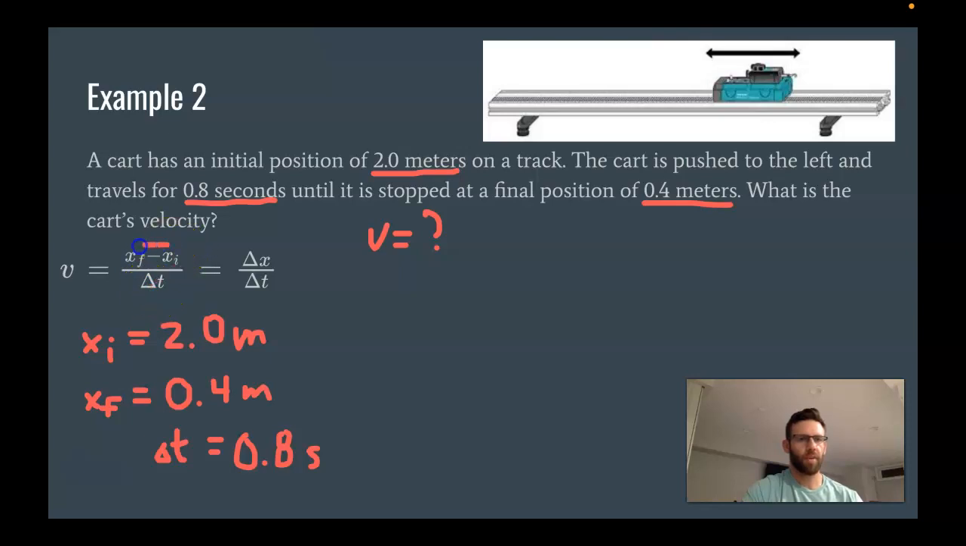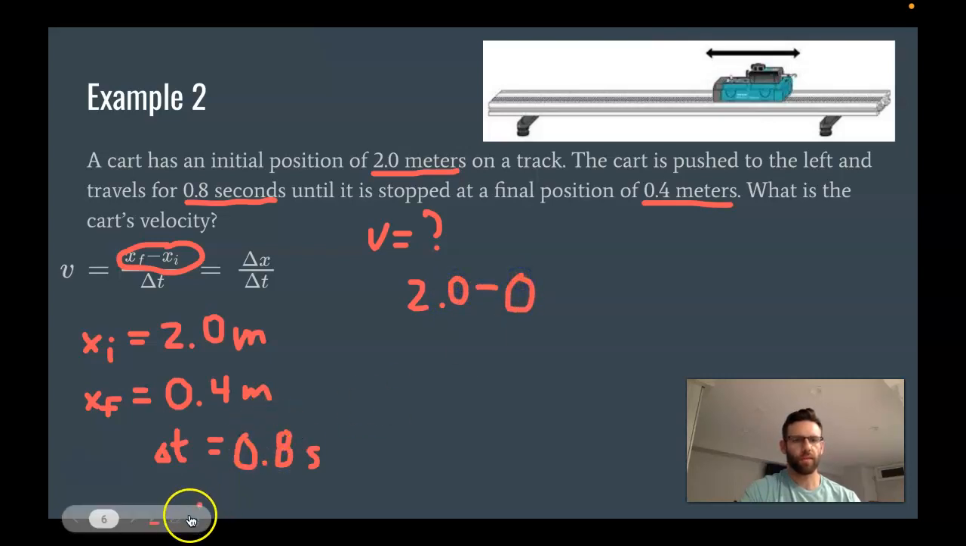Again, notice that this part of the equation is exactly what we did on our first lesson, which was displacement. And now we're just taking that and dividing it by time to get our velocity. So we're going to do 2.0 minus 0. Ooh, nope, just kidding.